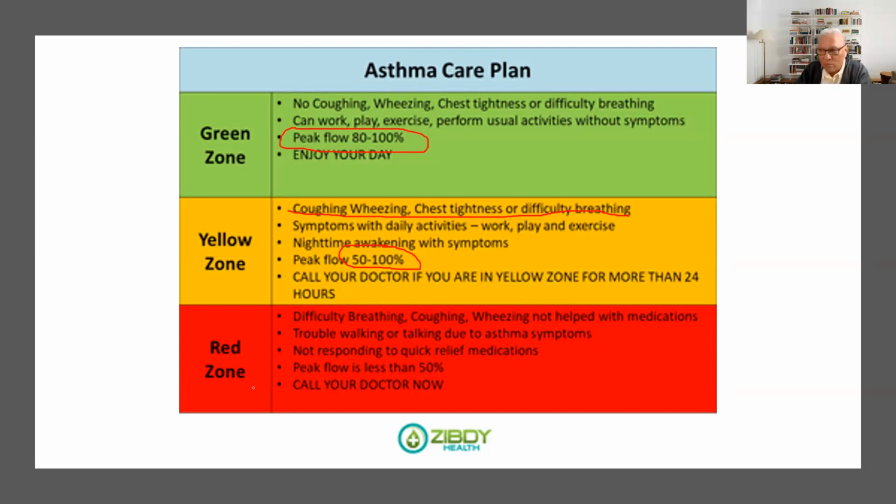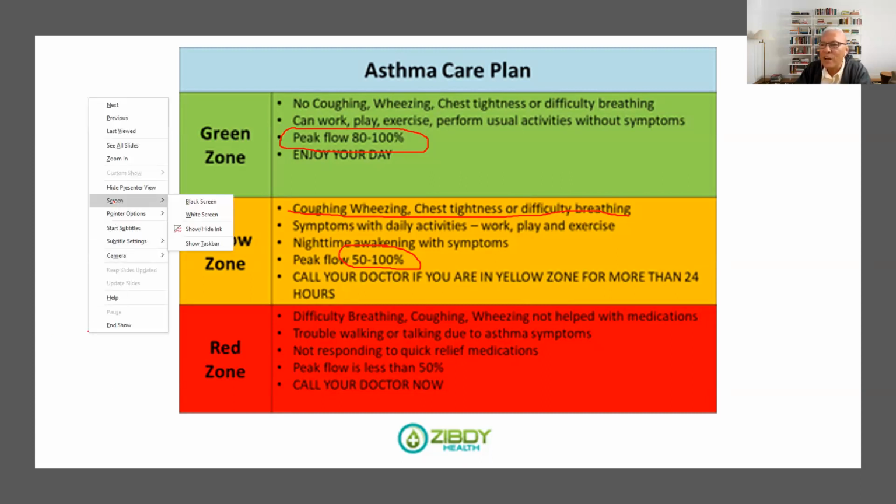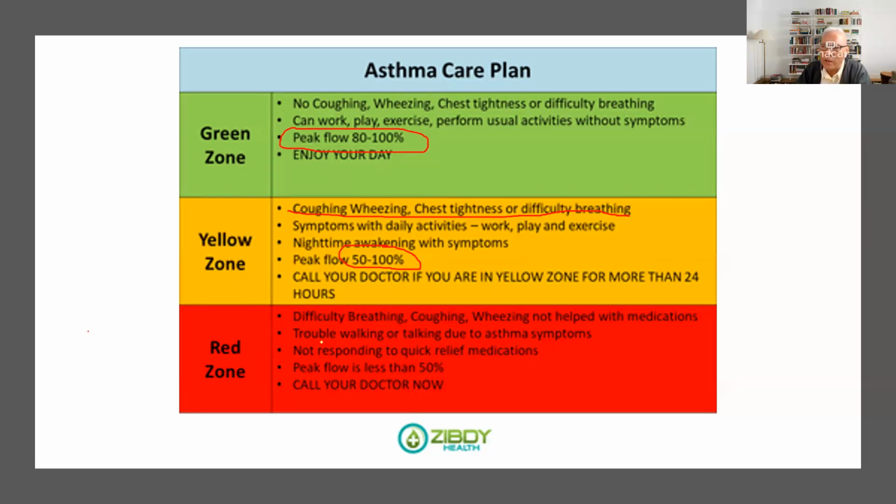The red zone is going to be the thing that indicates that they are in a bad state. And therefore, what they need to do is to make sure that they call the doctor right away. So this is characterized by a peak flow of less than 50%. So what I'm saying here is that anytime the patient's peak flow is less than 50%, this is an emergency. The patient should seek medical intervention right away.